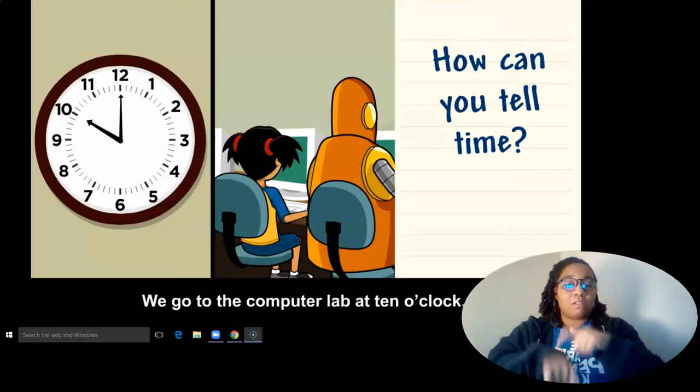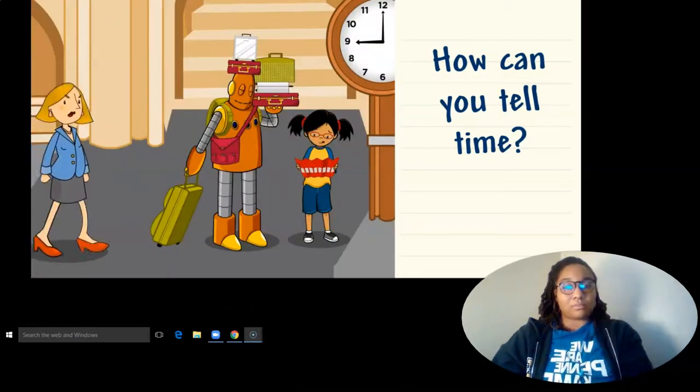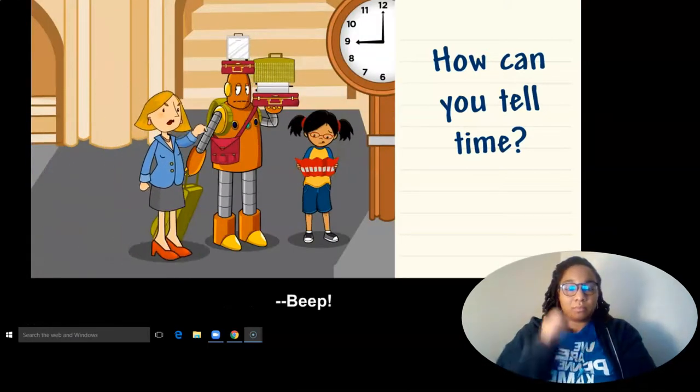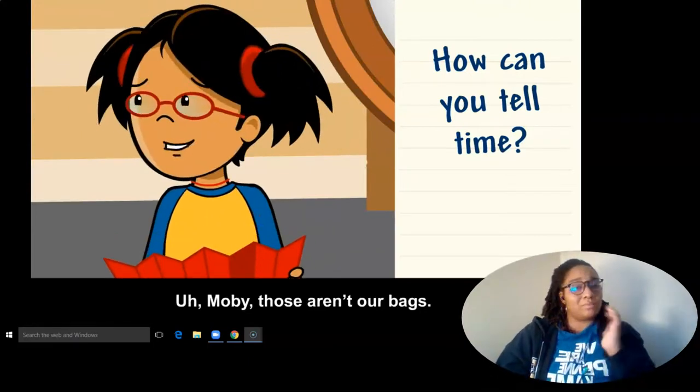We go to the computer lab at 10 o'clock and go to the library at 11 o'clock. Moby, those aren't our bags.